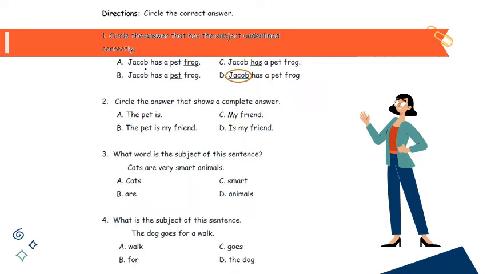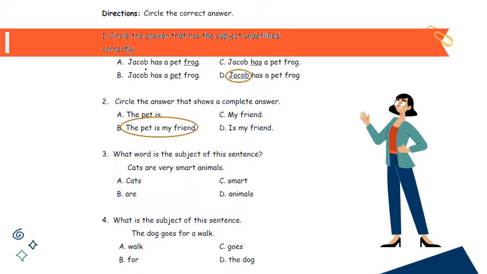Number 2, we have to circle the answer that shows a complete sentence. Letter A, the pet is. Is this a complete sentence? The pet is what? Letter B, the pet is my friend. This is a complete sentence. Let's read the rest. Letter C, my friend. Does it make sense? Of course it doesn't. Letter D, is my friend. Who is my friend? Or what, I'm trying to tell you. So it's not a complete sentence. So the answer that shows a complete sentence is letter B.